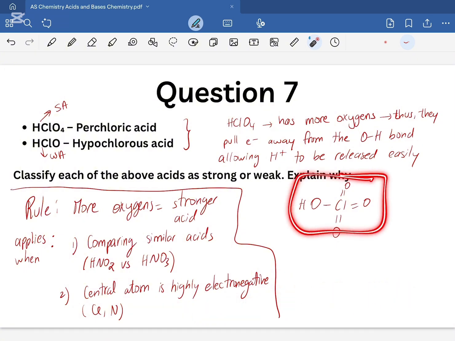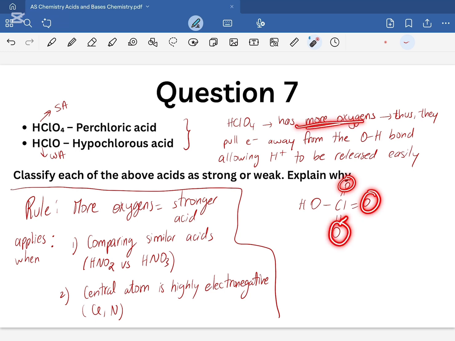So if we look at the structure of HClO4, this one has more oxygen atoms, and because oxygen is electronegative, these oxygens are going to pull electrons away from this bond, the OH bond. And as it pulls electrons away, the H+ will be released more easily than in this case where we have less oxygen. Therefore, HClO4 is classified as a strong acid, whereas HClO, where we have fewer oxygen atoms, is classified as a weak acid.